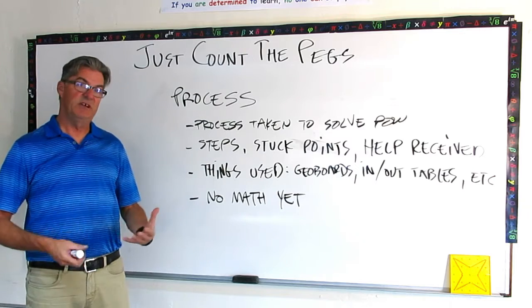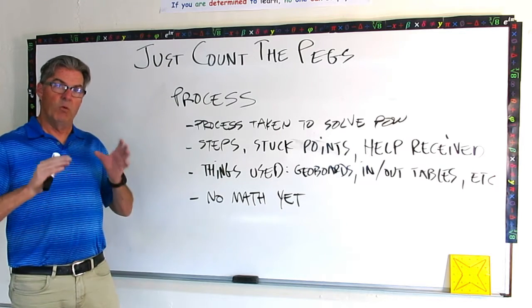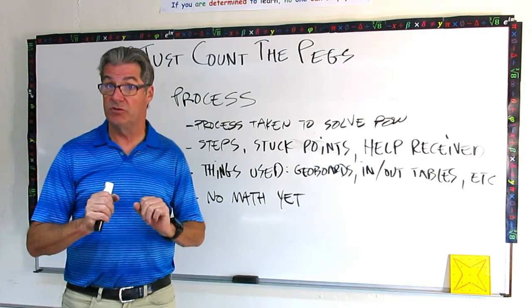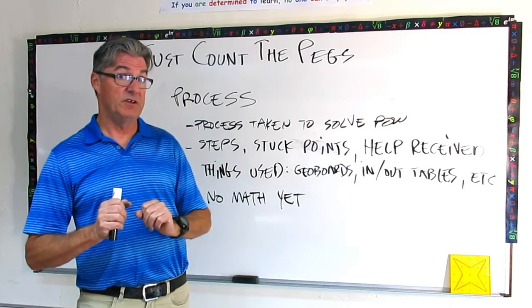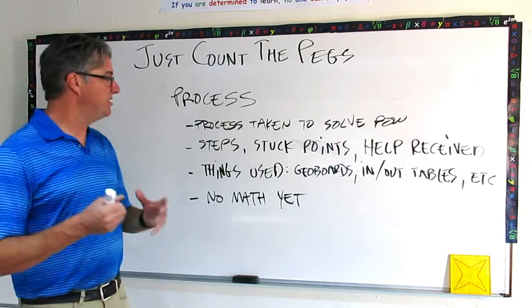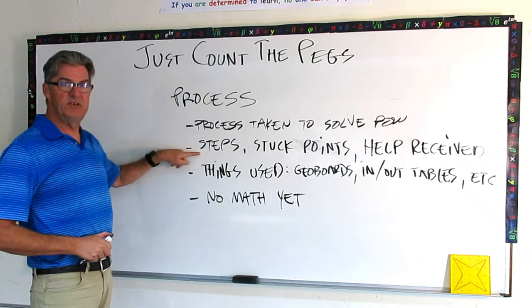The next section is called the process. What it means by process is, what kinds of things did you do to solve the POW? Not the solution, that goes in the next section. So the idea here is that you're going to talk about all the steps that you took.